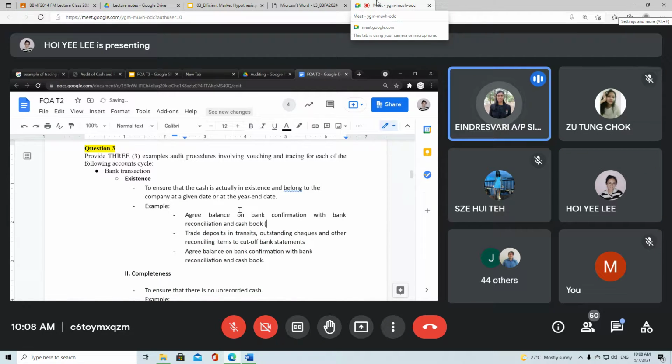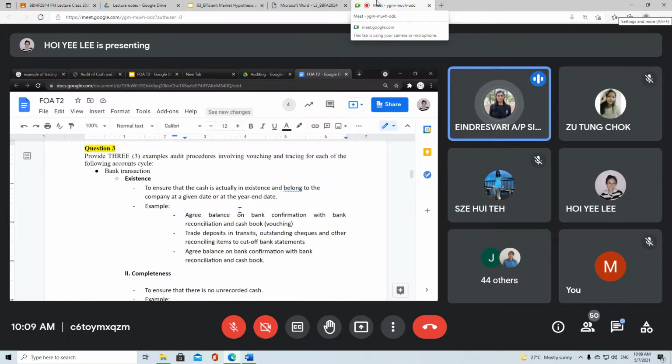Second one, trade deposits in transit and outstanding checks and other reconciling items. Where's your procedure? Trade deposit is not a procedure. Trade deposit is a deposit. Procedure means you are doing something. What are you doing in your second procedure? The first procedure, you agree. Agree is a procedure. I don't see any procedure in your second.